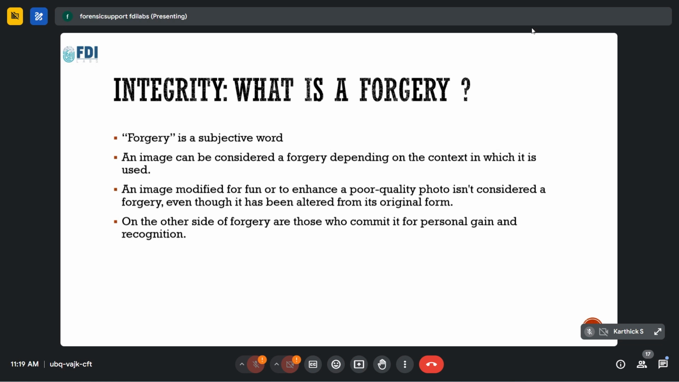So digital image forensics mainly plays a key role in this domain. This is the key, the main area of focus here: digital multimedia image forensics.